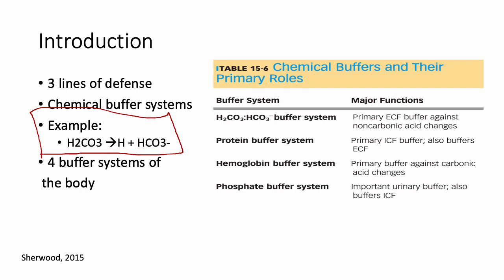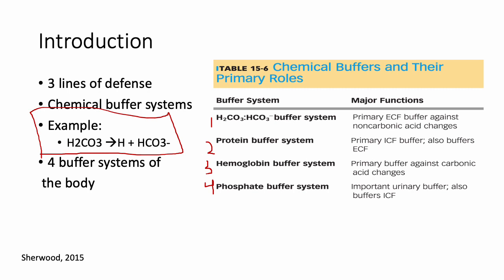Well, after that wonderful example, I now want to go over the body's four buffer systems, which are the H2CO3 buffer system, the protein buffer system, the hemoglobin buffer system, and the phosphate buffer system, which all serve an important role. Let's begin with the first buffer pair. Here I have all four of them, just a little summarized version of it from the book.